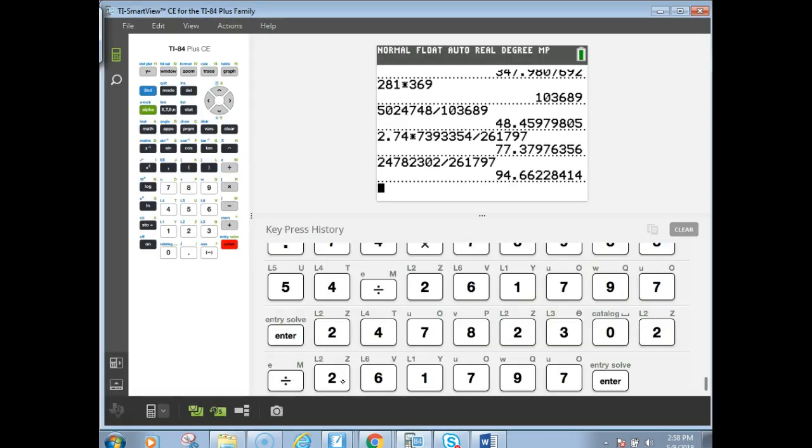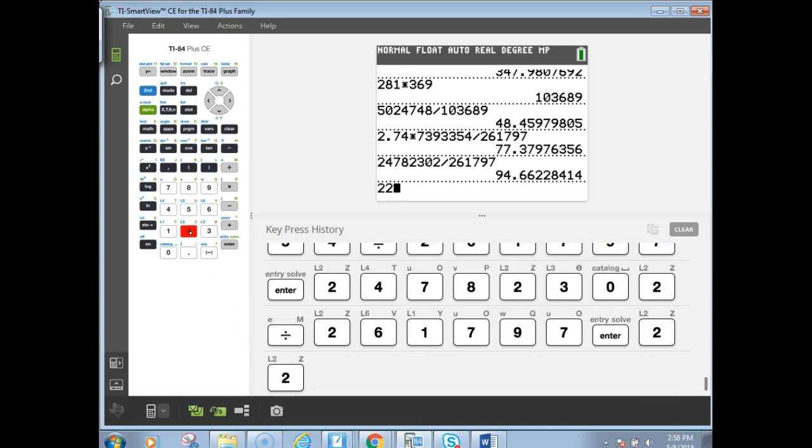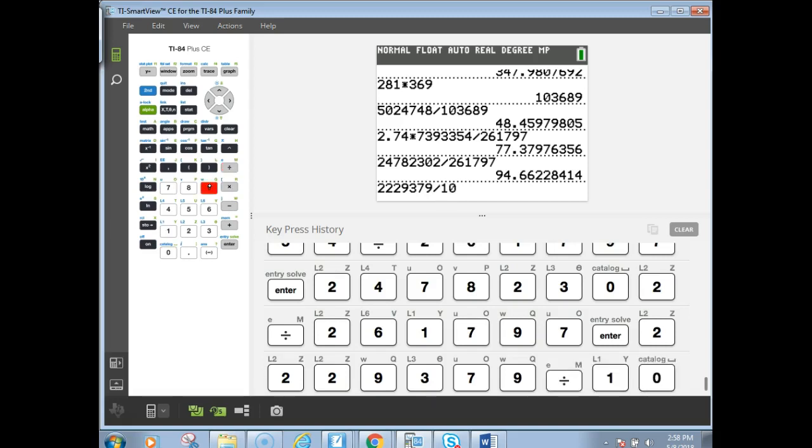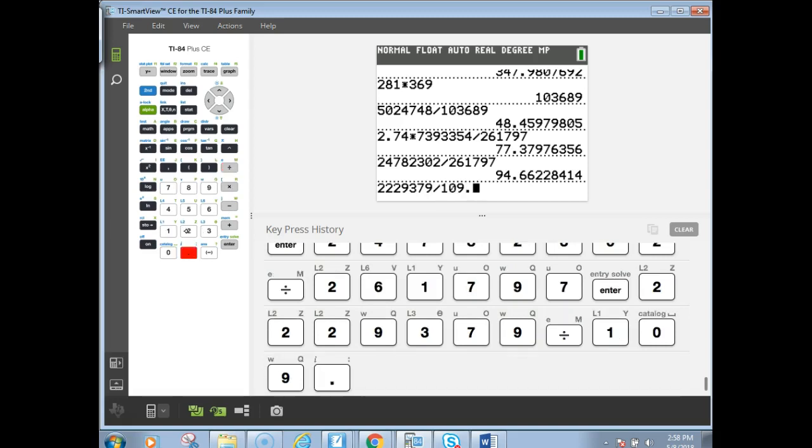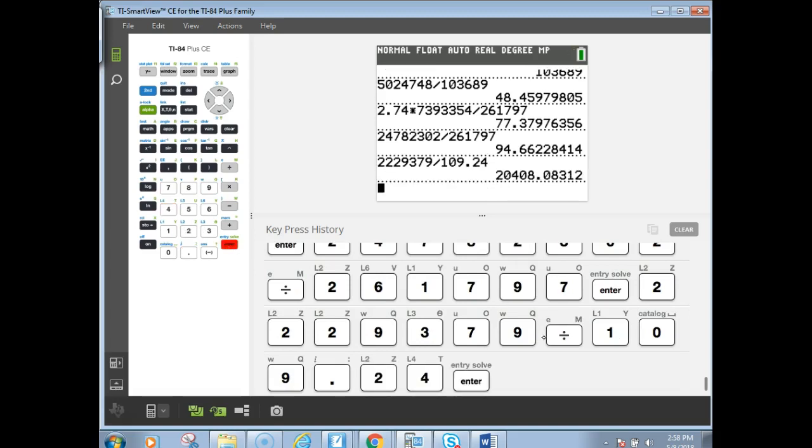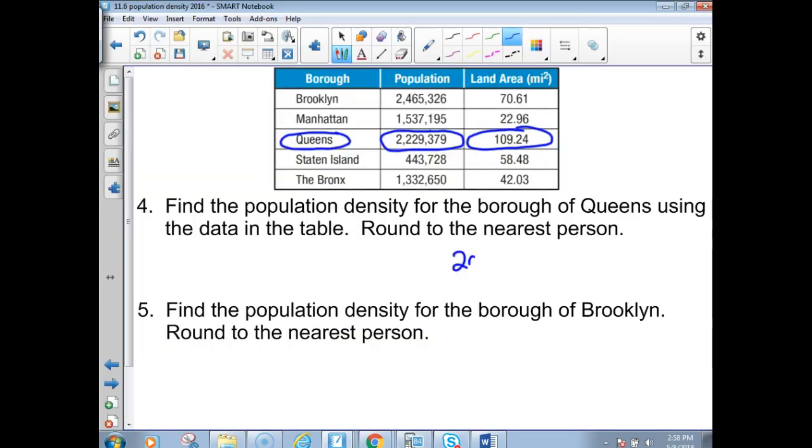Okay, so bless you. We're doing Queens. Why? Oh, I'll talk about that after we get one of these. Okay, when I did just now Queens, I'm getting 20,408 people per square mile.